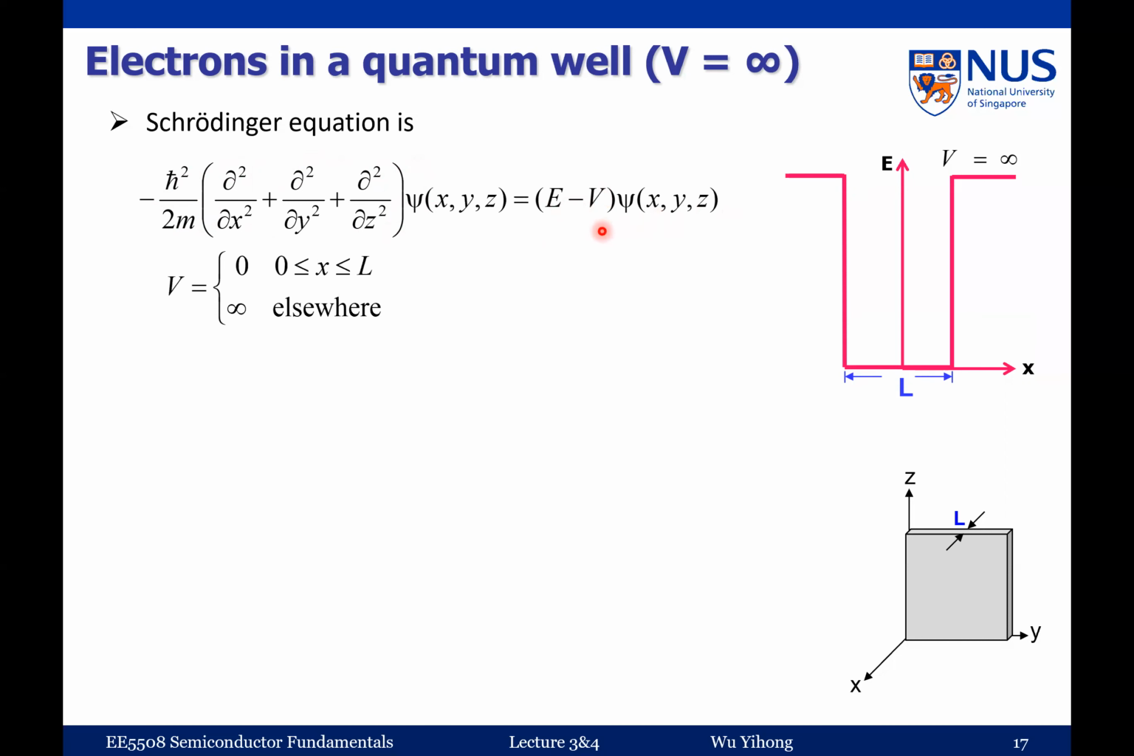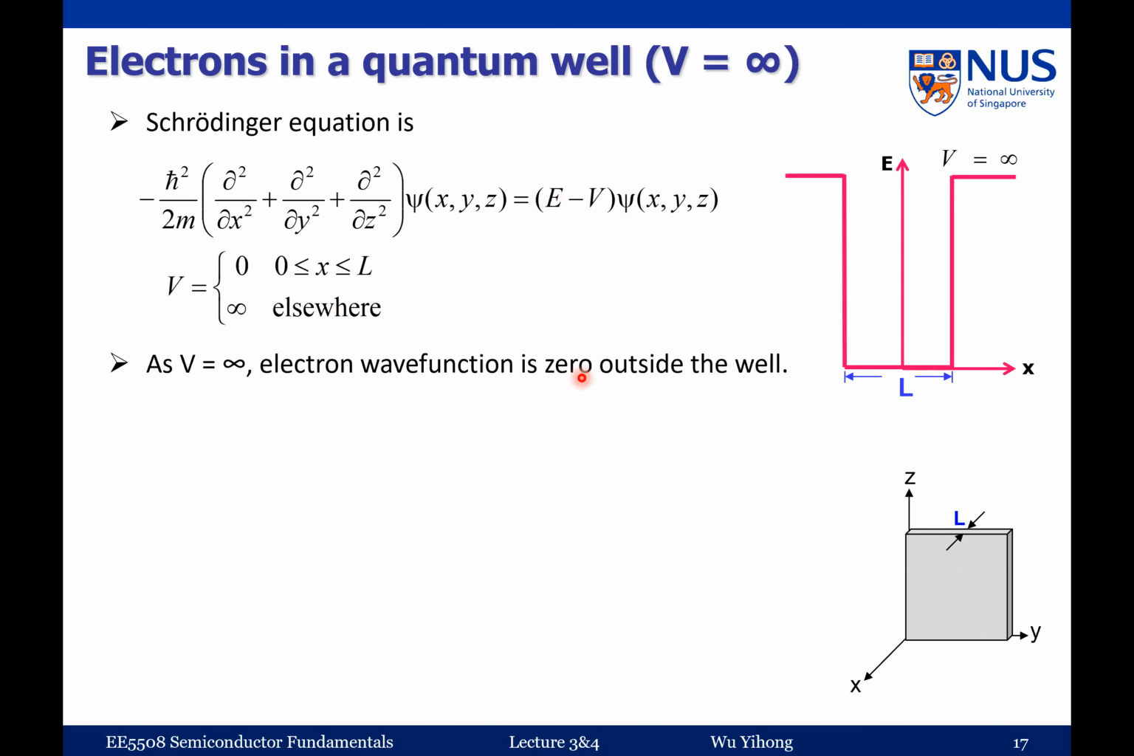Again, we could do so because this V is a constant, right? Although it's changing in the x direction, it's a constant. That means in the left and the right region it is infinitely high, a positive number, and inside this region it is 0. Okay, so that's why it's defined here.